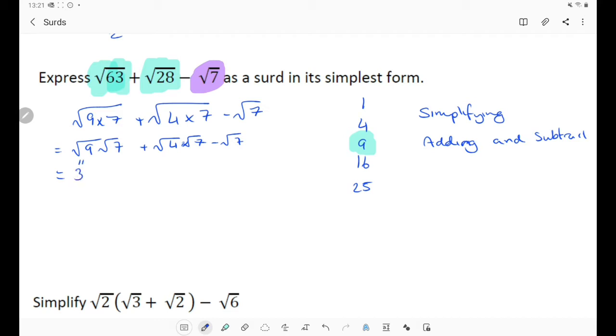But the square root of 9, 3. Square root of 4, 2. Minus the root 7 you started with. So 3 plus 2 minus 1 gives you 4 root 7.